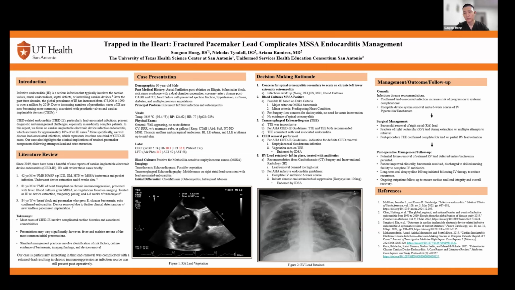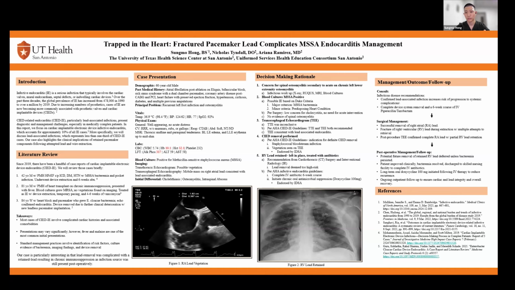And so multiple attempts were made to remove it, but it was deemed too high a risk to continue with removal. And so after surgery wasn't able to retain the lead, we spoke with infectious disease, and they recommended that we continue with IV antibiotics and monitor for clinical improvement. And luckily for our patient, they continued to improve. Patient was clinically stable, and he was eventually discharged to a skilled nursing facility.